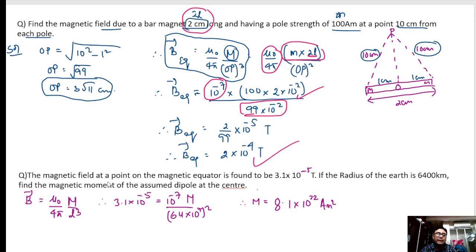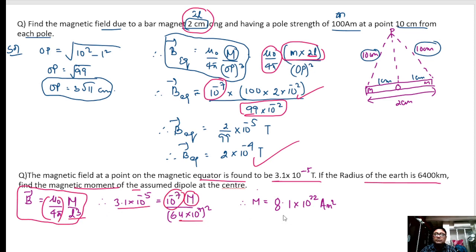Similarly, the magnetic field at a point on the magnetic equator, this is the magnetic field, equatorial point we know. If the radius of the earth is 6400 kilometer, find the magnetic moment. That means we will use the equatorial formula, magnetic field due to equatorial. Okay, so B I know, only M I don't know, the radius I know, mu 0 by 4 pi is 10 to the power minus 7 I know. So putting this, we calculate the magnetic moment at the center of the dipole.